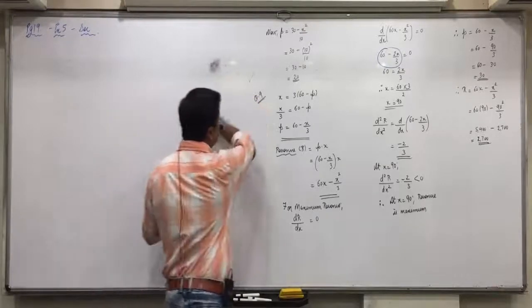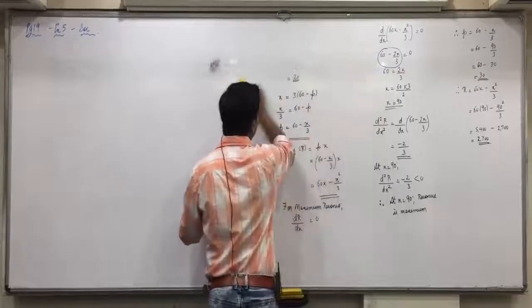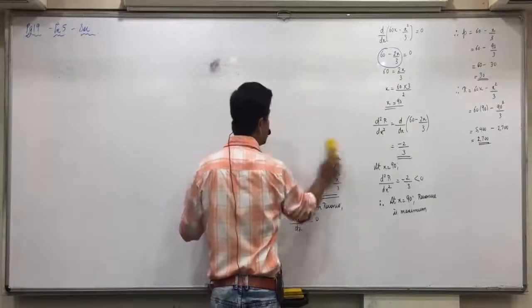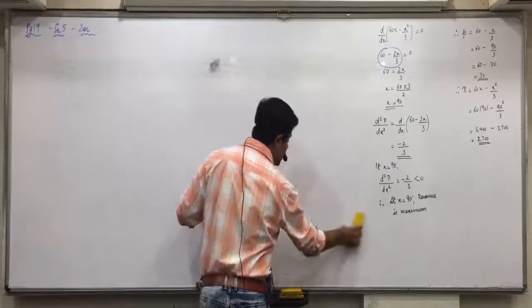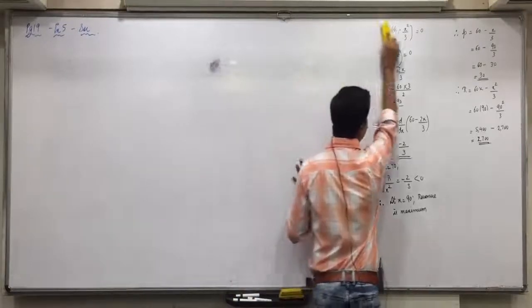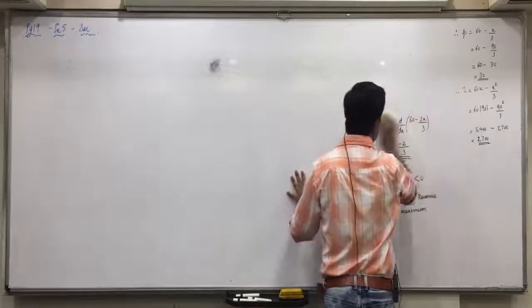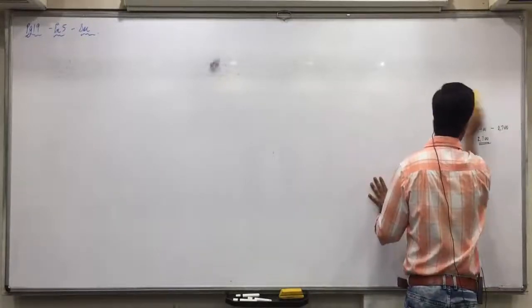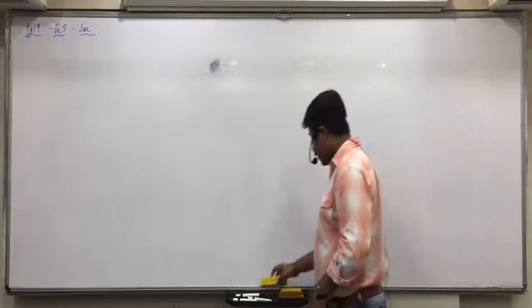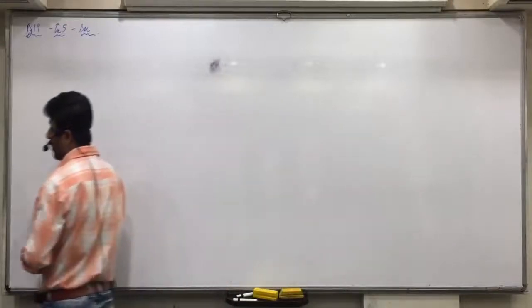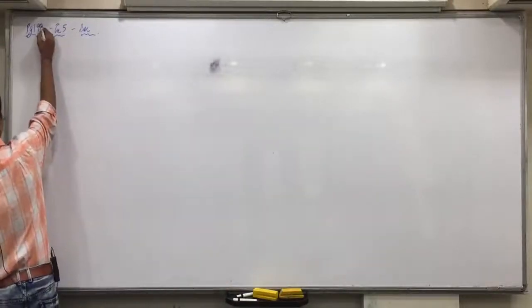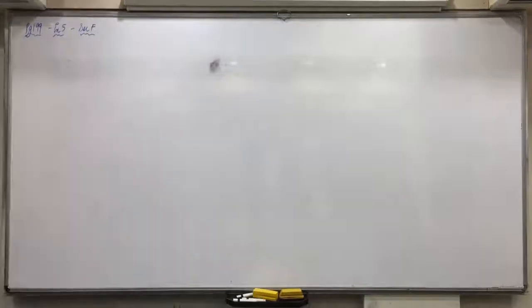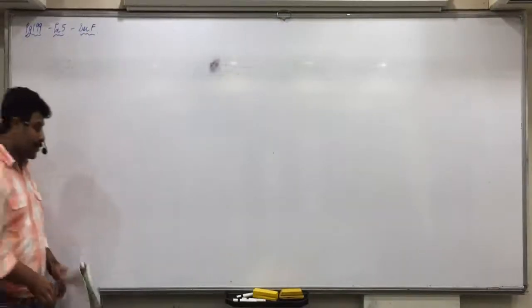First condition, dP upon dx must be equal to 0. Second condition, d square P upon dx square must be negative. Then the profit will be maximum. So look at page 199, section F, question number 4.